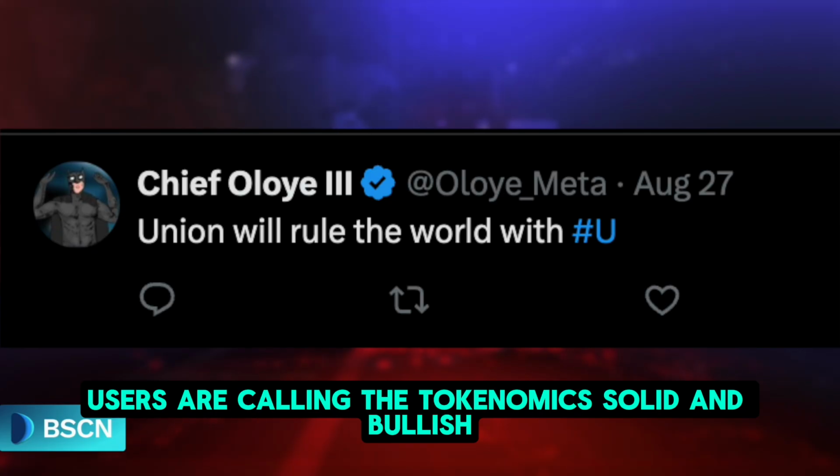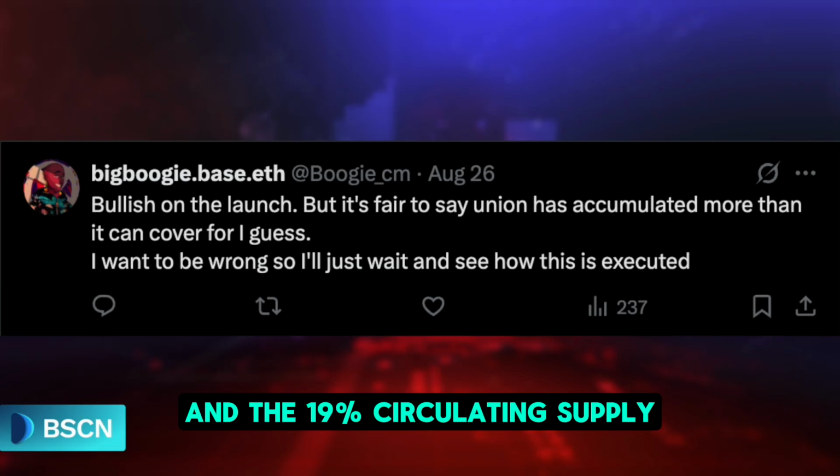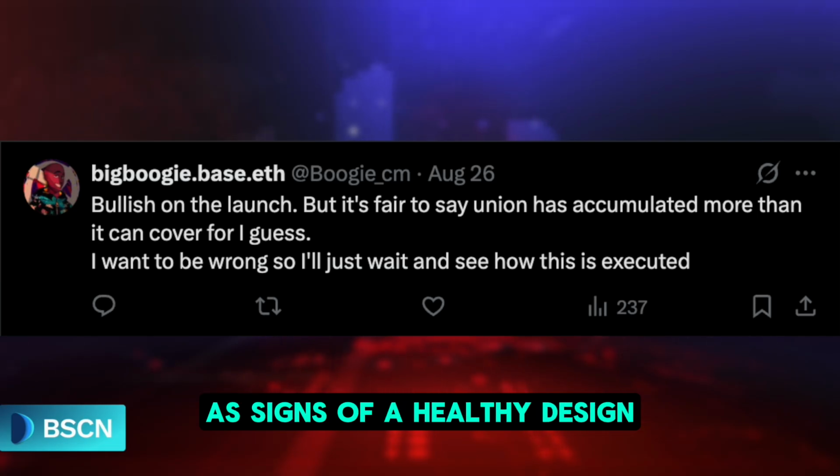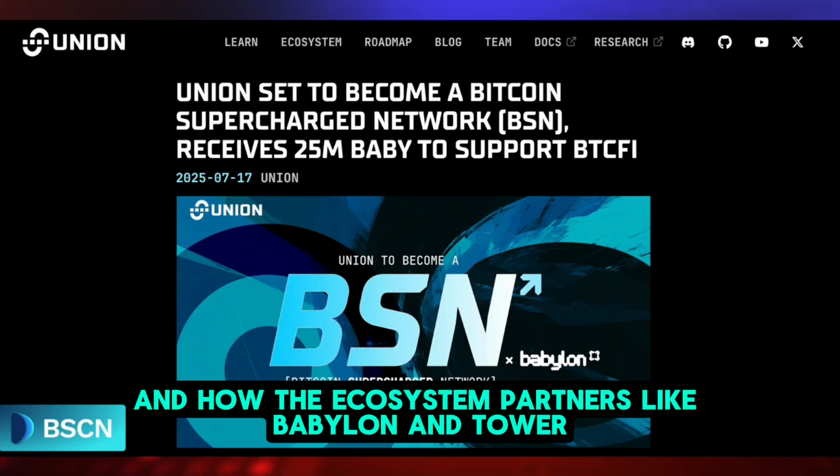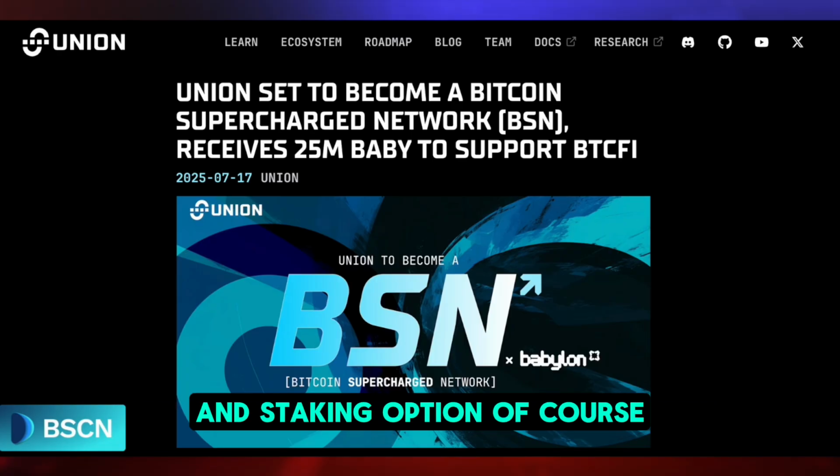For the most part, the community has responded positively. On X, users are calling the tokenomics solid and bullish, pointing to the fair distribution of incentives and the 19% circulating supply as signs of a healthy design. People are especially excited about how U ties into Bitcoin restaking and how ecosystem partners like Babylon and Tower are helping to build out early liquidity and staking options.